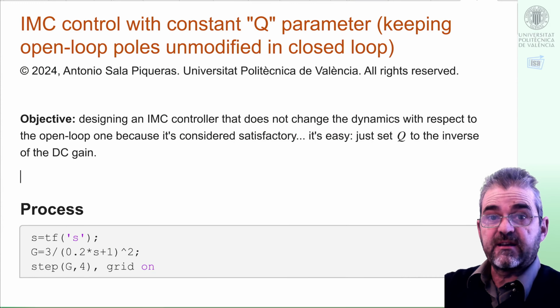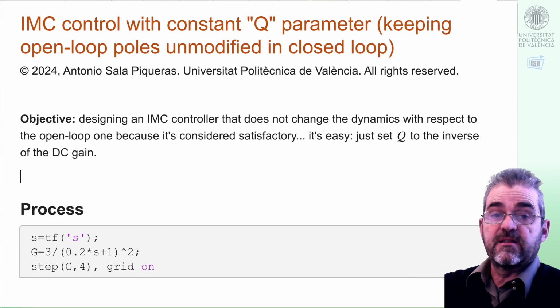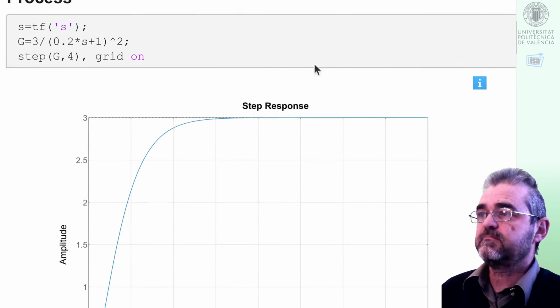Hi, I'm Sala. In this video, we are going to design a controller for a fast process. We will use internal model control, and our goal will be just keeping the poles at the open loop location because it's fast enough. And in that case, the IMC parameter Q is just constant, the inverse of the DC gain. We'll analyze the setpoint and disturbance response of such a controller. Let's go with the details.